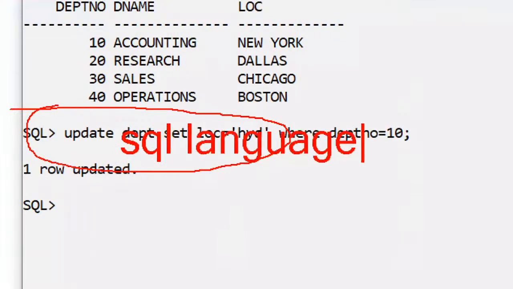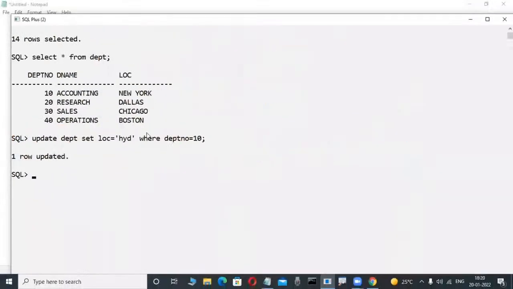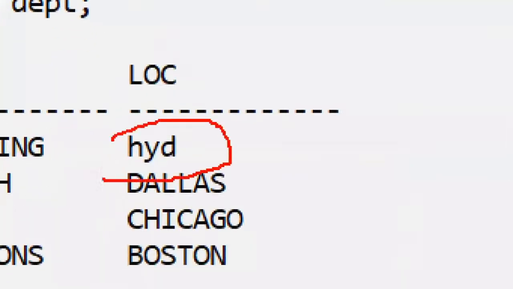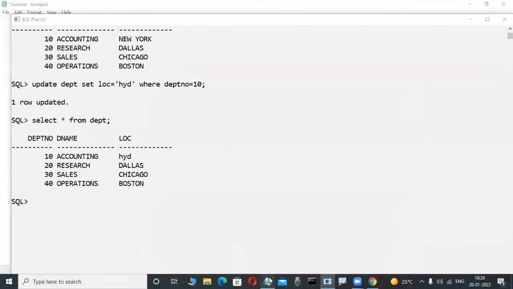These are non-procedural languages. Variables are not there, loops are not there, and conditions like if and case are not there. It is a very easy non-procedural language, with one, two or three lines of coding. Simple. Once we write this type of coding, called the SQL language, it is automatically reflected in your database. In the previous case it was New York, but now Hyderabad is the location. Yes, always observe it here.